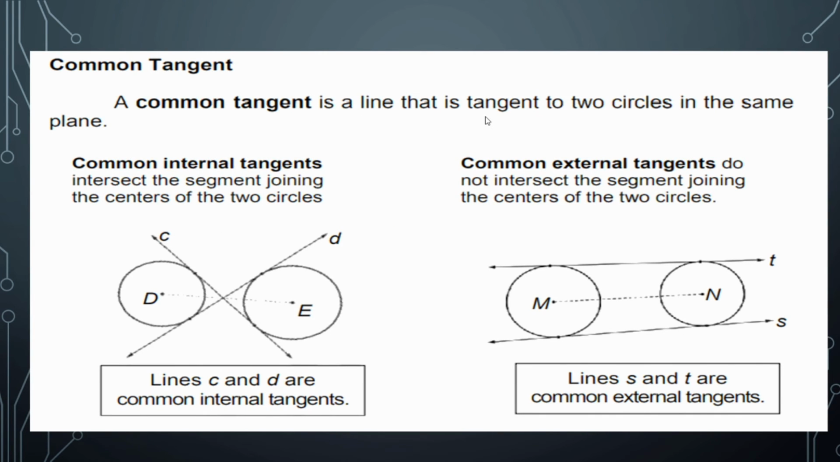A common tangent is a line that is tangent to two circles in the same plane. So, we have the common internal tangents, which intersect the segment joining the centers of the two circles. So, we have it here. Next, let's have the common external tangents, which do not intersect the segment joining the centers of the two circles.